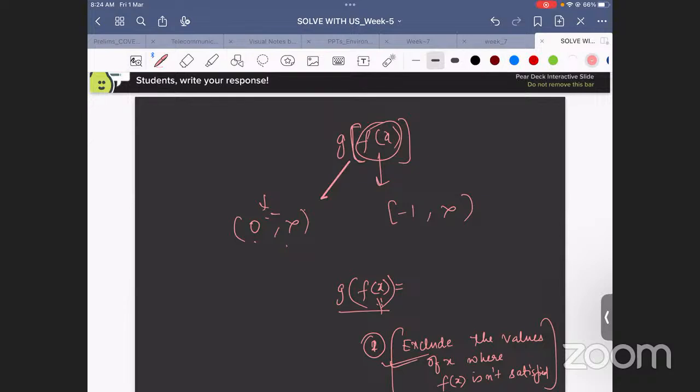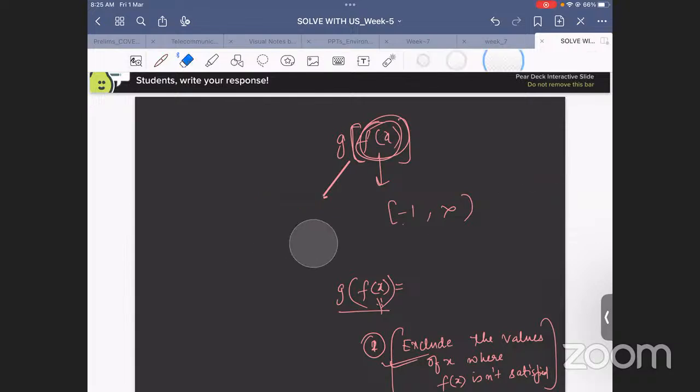But there is one catch. For those values from 0 to infinity, f(x) should also be defined, like there should be some values for f(x), because f(x) is not possible itself from 0 to -1. And if f(x) is not possible, how can you get g of f(x)? No, from -1 to 0, f(x) is possible. Oh, sorry, in our previous question it was -1 to 0. Right.